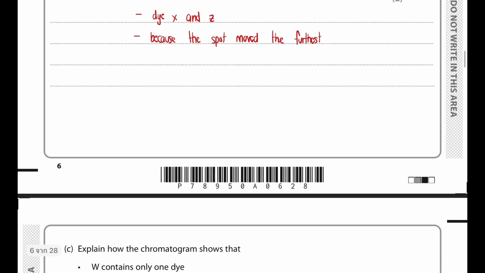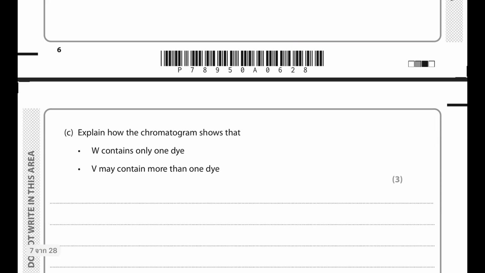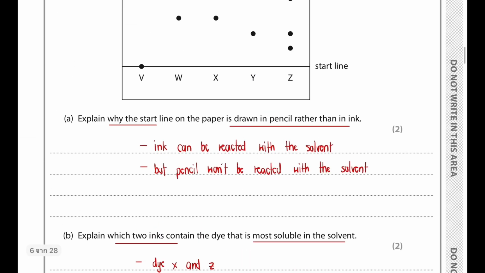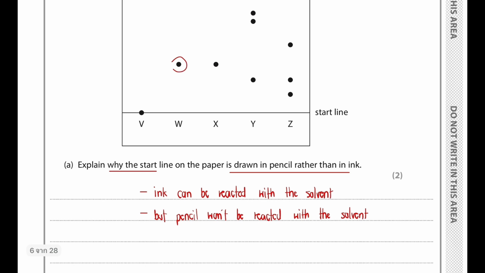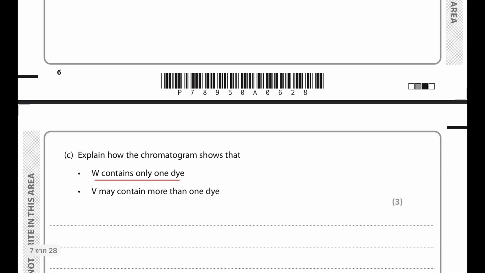Okay. Then question C. Explain how the chromatogram shows that W contains only one dye. So it has only one spot. Okay, so that means it has only one dye. Because W has only one spot on the paper.